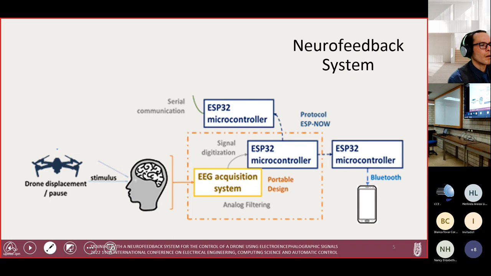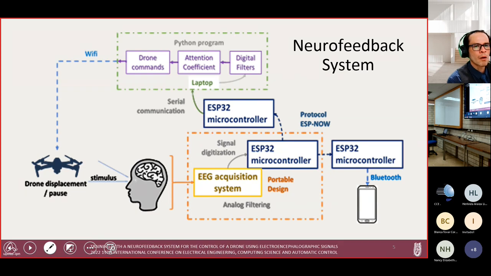We use an ESP32 microcontroller that allows a good communication between three important points. The first one is a cell phone that has an app where we have a backup of all of these analog brain waves. The other one is a laptop that makes all the digital filters, computes the attention coefficient, and finally sends all the commands to the drone.